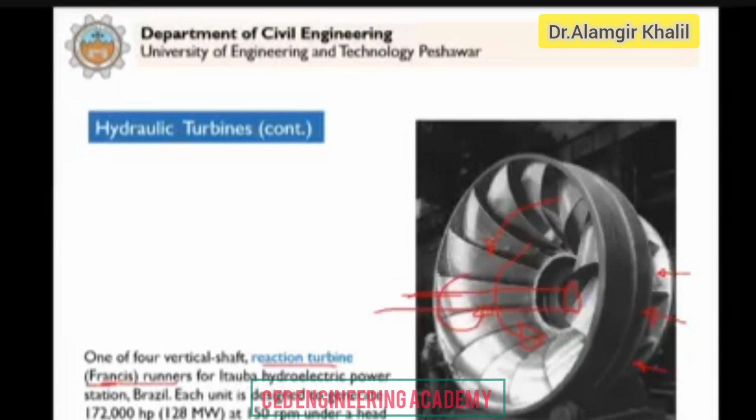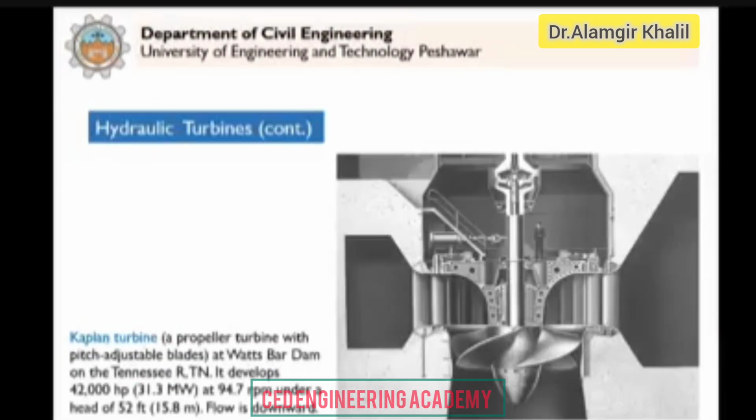Clear? This is an example of the Kaplan turbine, a propeller type. A propeller type means that the water will come here through these guide vanes, and then the water will flow along the axis, and as it flows it will rotate these vanes or blades.